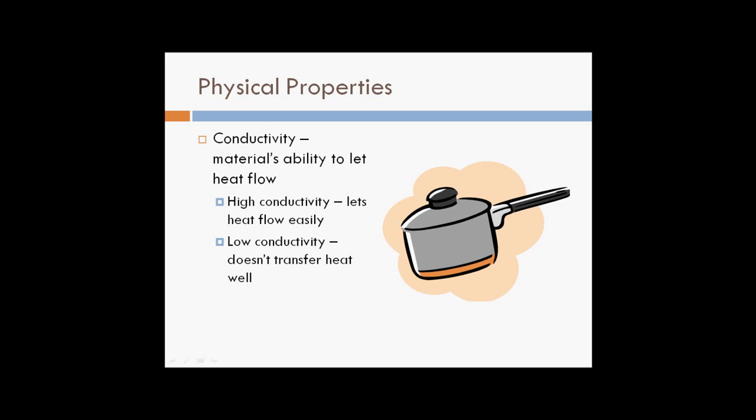This is also tied into its ability to transfer electricity. The high conductivity means that electricity would also flow easily. Low conductivity, heat and electricity would not flow easily at all. This is why things like copper are great for making pots, and they're also great for making wires, whereas wood and rubber are used to prevent both burns and electric shock.